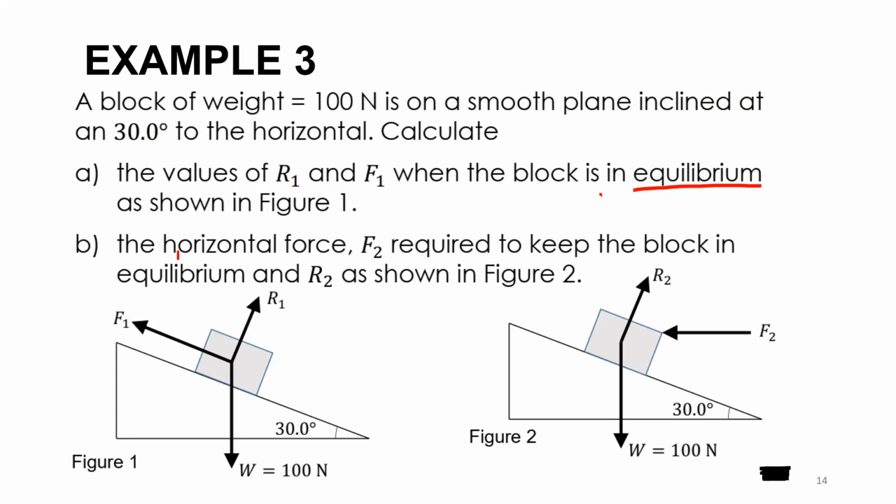Okay, then B, the horizontal force F2 required to keep the block in equilibrium, and R2 as shown in figure 2. So here you have a horizontal force required to keep the block in equilibrium. In both situations, you're talking about how to keep the block in equilibrium. Over here, the force is applied in this particular direction, which is a line parallel to the plane. Over here, the force F2 is applied on the object, it acts this way.